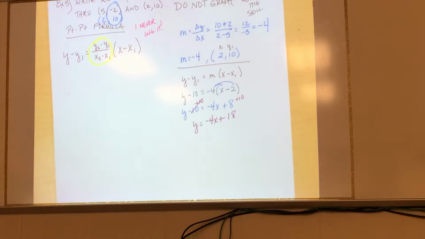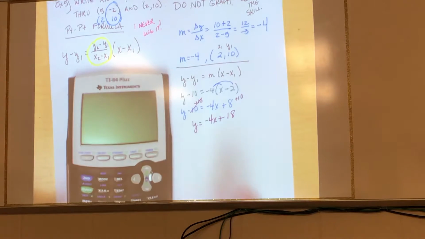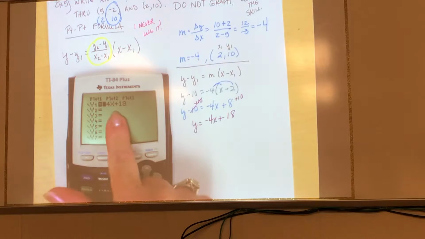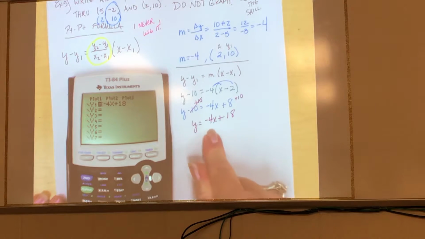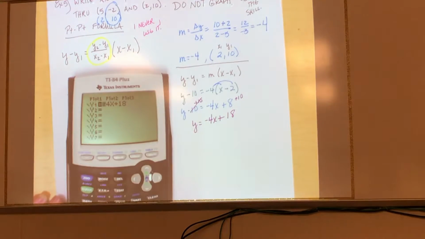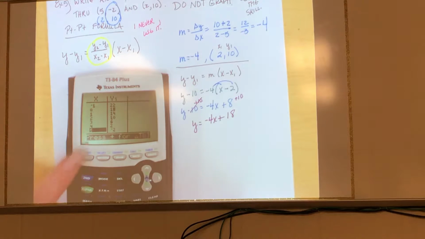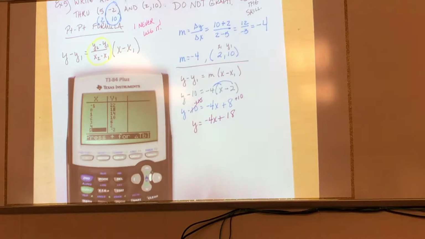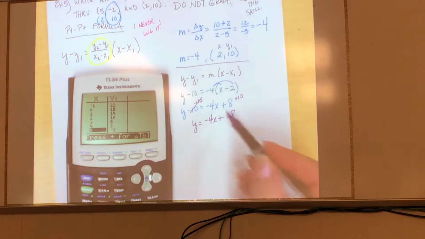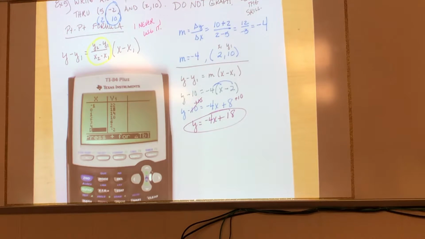Plug it in. Yeah, people, man, I showed you a way to check. I'm going to check that, dude. I'm going to go to y equals. There it is right there. I'm going to my table. Y'all, this is the only line in the whole wide world that will go through those 2 points. So if those 2 points are on this guy's table, he's right. (5, -2) and (2, 10). So this guy is the answer. Does anybody have a question?